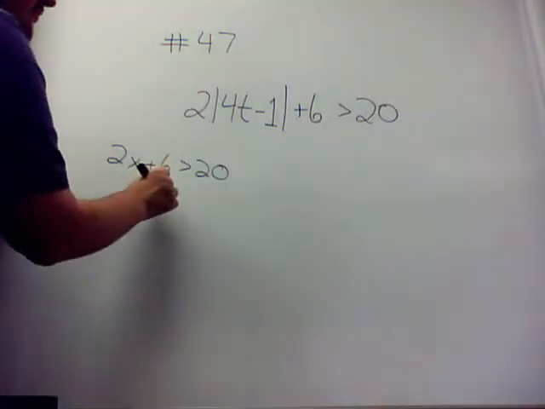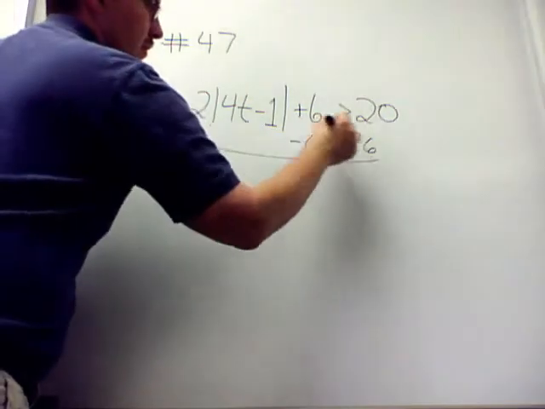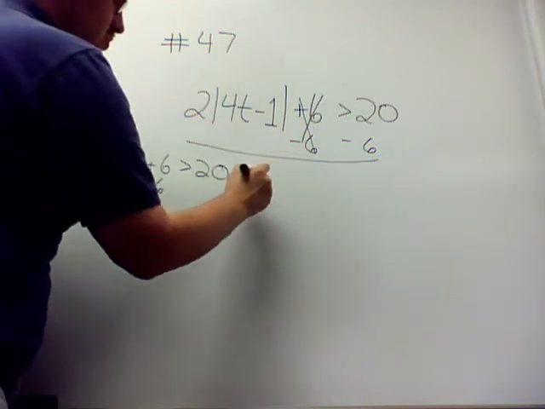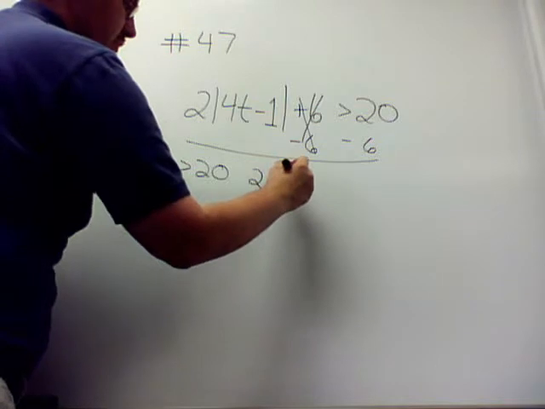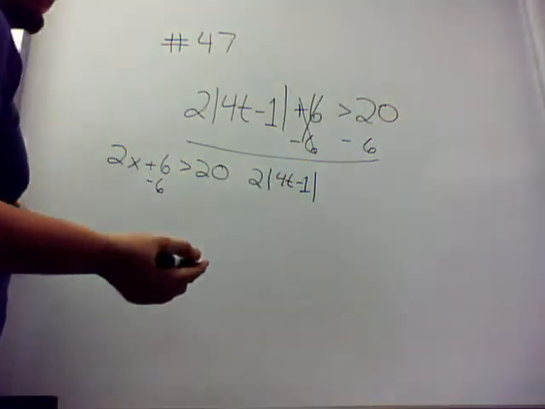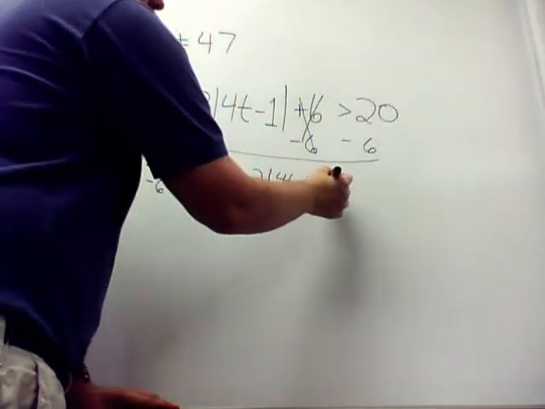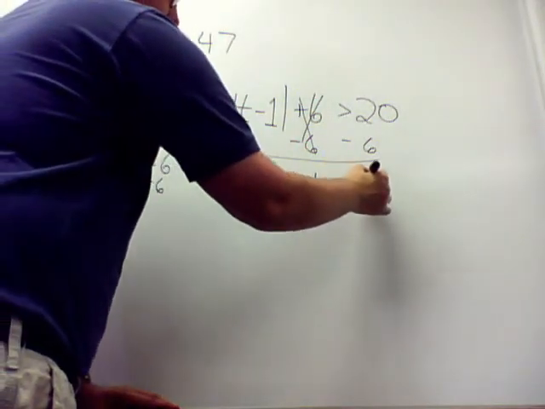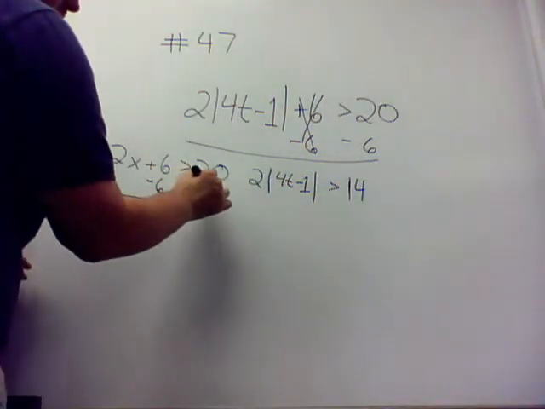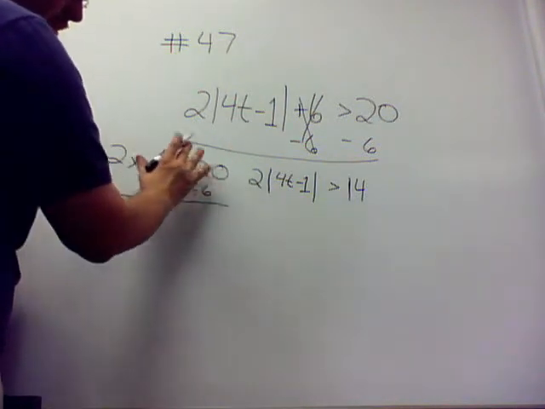First, we're going to subtract 6. 6's cancel out. That leaves us with 2 times the absolute value of 4t minus 1. Now you might be tempted to distribute, but it doesn't work like that with absolute values. This is an absolute value, not a parenthesis, so we can't distribute these. This leaves us with is greater than 14. All right. I'm just going to continue to do it just like over here. And remember, this is just a side note. It's not the actual problem.